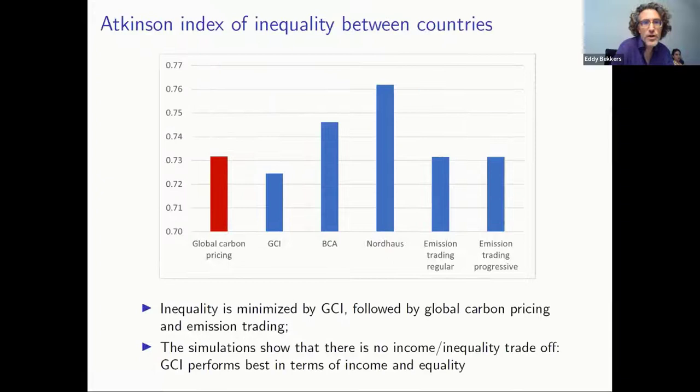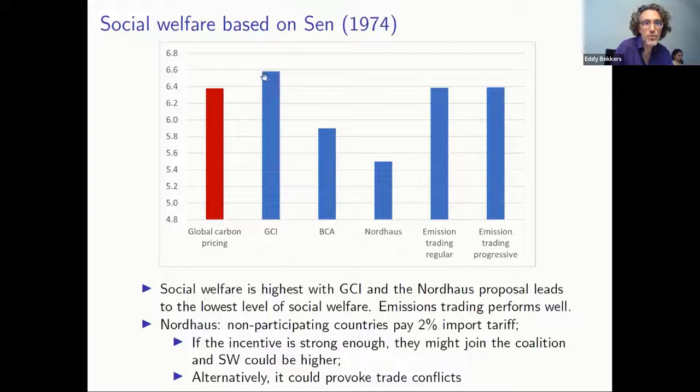Then if we look at Atkinson, here smaller is better because this is an index of inequality. We find again that the global carbon incentive would perform best, whereas Nordhaus is performing worse in terms of the impact on inequality. Here we summarize this: when it comes to the impact on social welfare, the GCI, the carbon fund, would do best, but emission trading is also performing relatively okay.